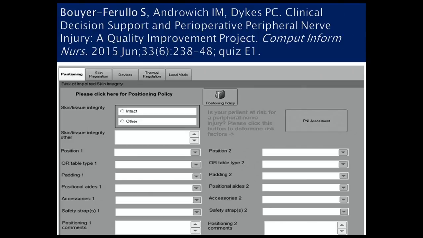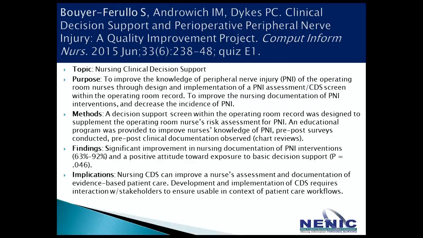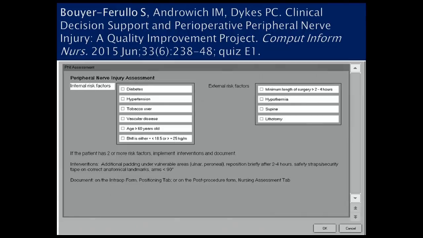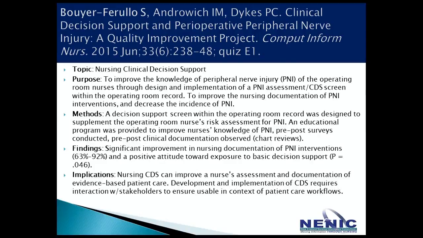I think one of the things I love about this study is that it's a good example of how, in order to get really good nursing decision support, you can't just create a rule, right? You have to think about, all right, who are the people you're targeting? You have to work with that group. You have to figure out where in the workflow you are going to put it. And then this was actually the assessment. And then for measurement, she also did some education with the nurses in the OR.